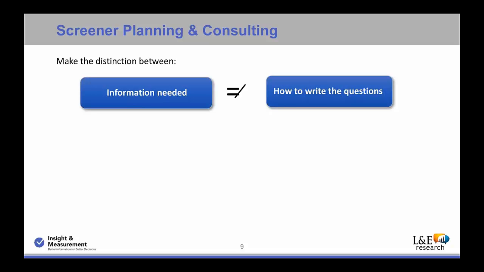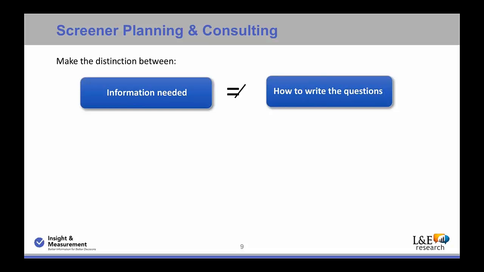In screener planning and consulting, before you write a question, I try to get this concept across to people who write questionnaires too, and it's unbelievably important. Make the distinction between the information you need and how to write the question. And unfortunately, we live in a world where the market research industry has taught everybody that they're just as good at writing questions as we are, and that's really quite unfortunate. And that's why they're all jumping in and writing questions, as opposed to asking what information we really need.